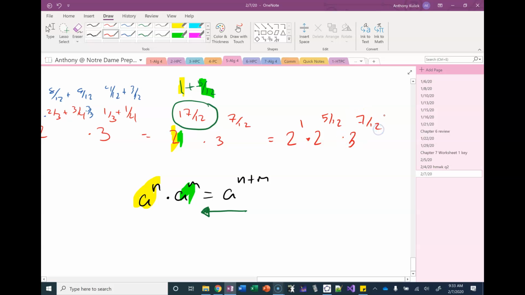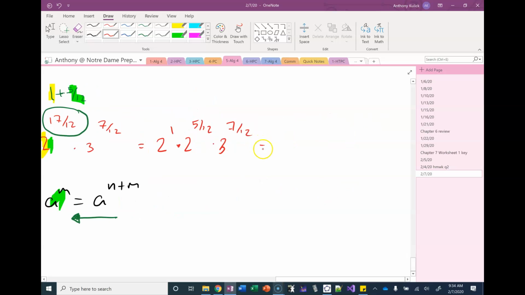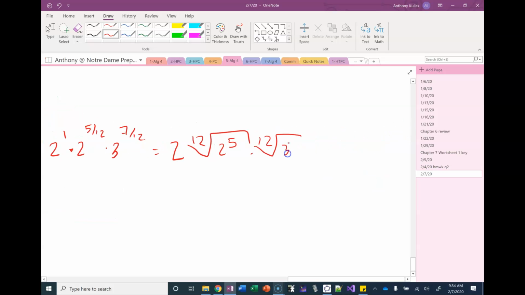And then I still have that 3 to the 7/12 along for the ride. Did you guys see what I did there? Notice now that all of these exponents are either whole numbers or proper fractions. Now I'm going to write this in radical form. I've already reduced. So that's the 12th root of 2 to the 5th, and then the 12th root of 3 to the 7th. And since these are both 12th roots, we really could have just written this as the 12th root of 2 to the 5th times 3 to the 7th.